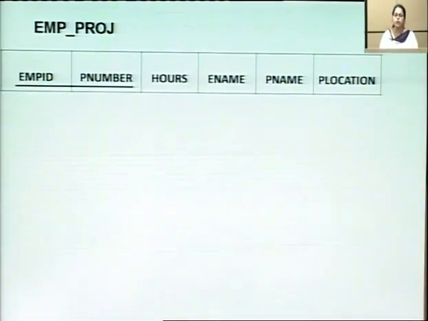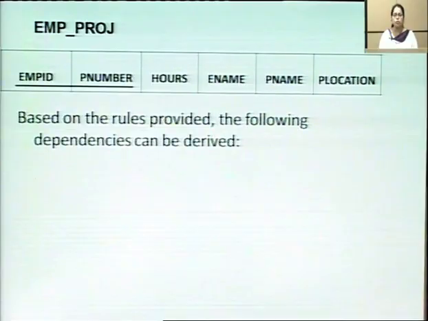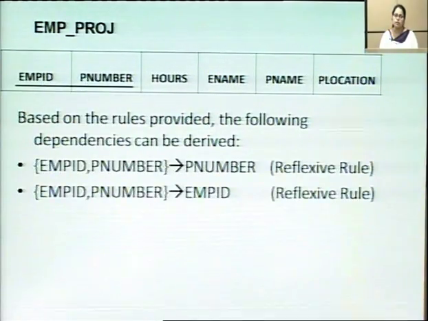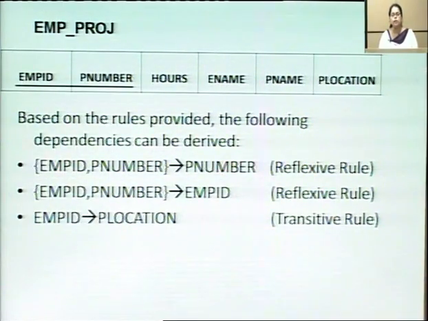Now consider a relation EMP_PROJ. Based on the rules which we have discussed, we can now derive or infer new functional dependencies. Employee ID and project number collectively determine the value of project number. This functional dependency is inferred using the reflexive rule. Employee ID and project number collectively functionally determine the value of employee ID. It is also inferred using the reflexive rule. Employee ID functionally determines the value of project location.